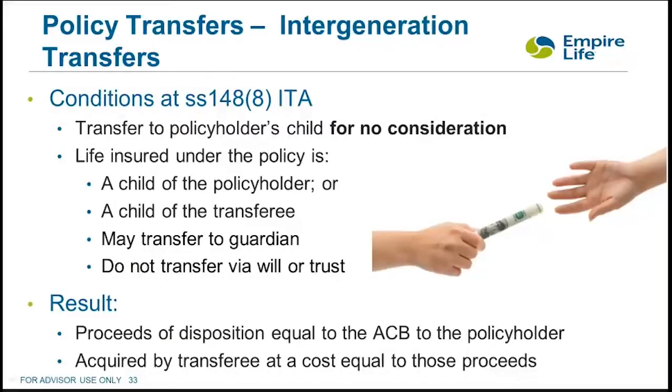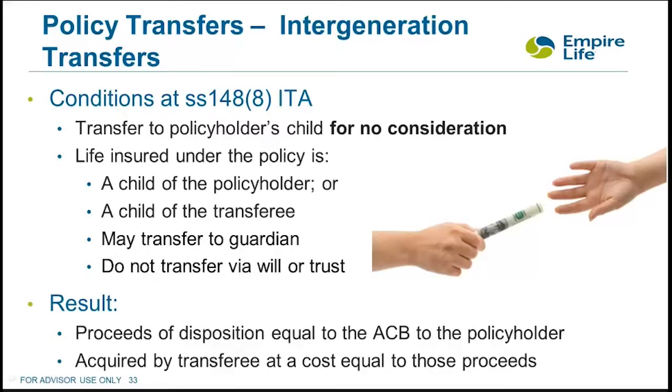So the next situation we're going to look at is the intergenerational transfers of policies. These are covered under the rules in subsection 148(8) of the Tax Act, which provides an automatic tax-free rollover where an interest in a life insurance policy has been transferred to the policyholder's child for no consideration, and a child of the policyholder or child of the transferee is the life insured under the policy.